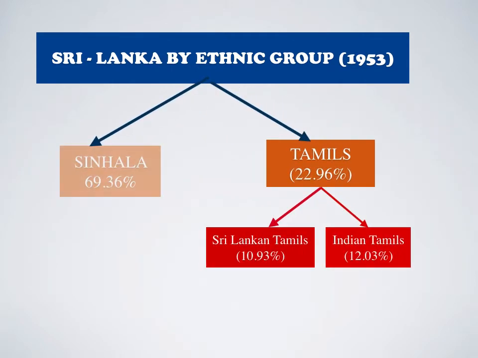Now, the Sinhalas were the majority, and from the minority, the Tamils had the largest number of people. And the Tamils were further divided into 2 different groups, that is Sri Lankan Tamils and the Indian Tamils. Now, Sinhala composed almost 70% of the population and Tamils almost 23%. So the problem in Sri Lanka was because of the differences between these 2 ethnic groups.